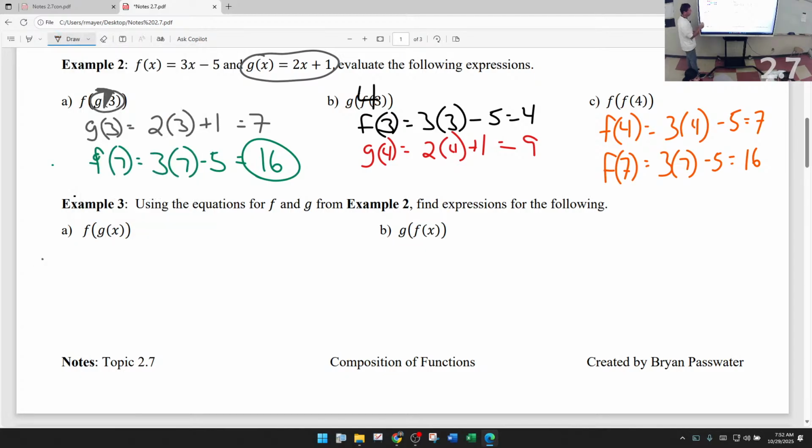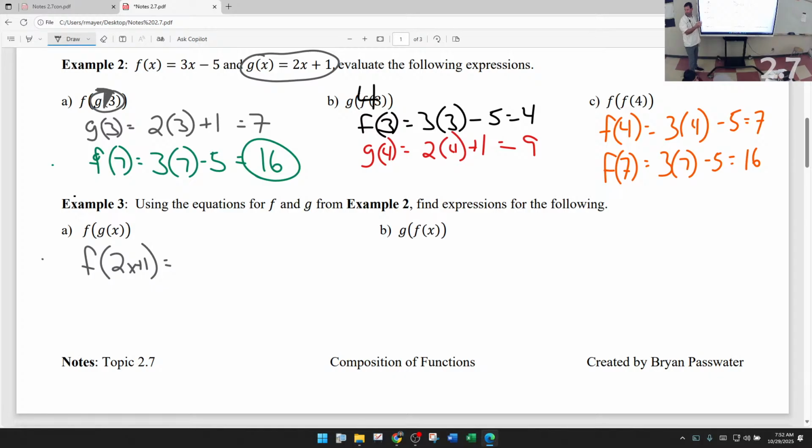Let's go back to, so this time it says f of g of x. To me, it's easier to somewhat do this. Okay, it says g of x, so I'm just basically going to replace g of x with what g of x is, which is 2x plus 1. Now I got to plug 2x plus 1 in place of f.